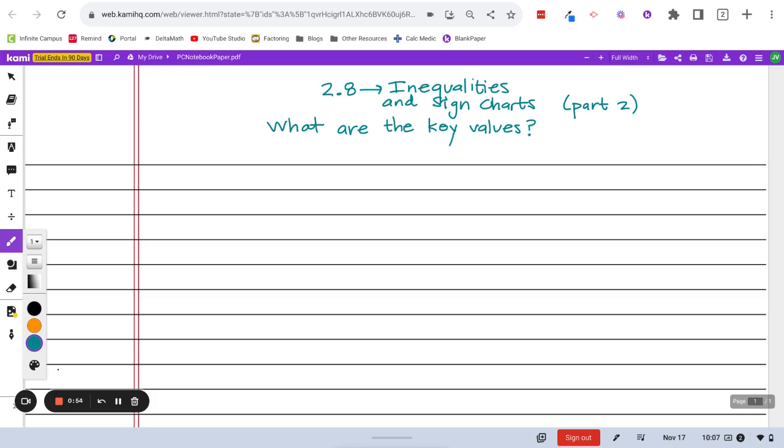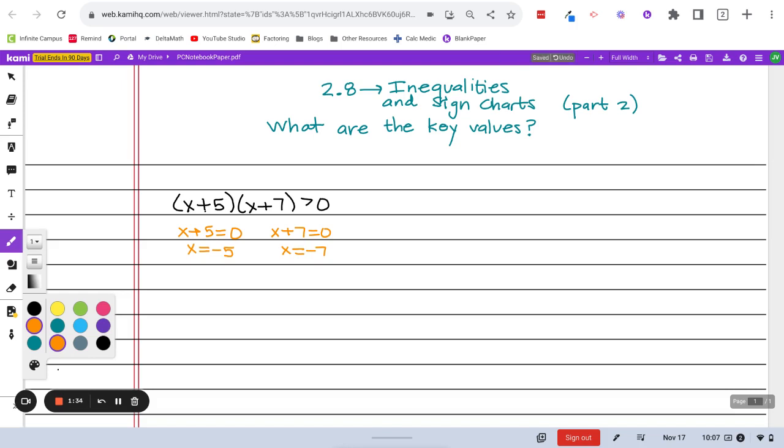So the key values that we're going to be looking at are going to come from a couple different places. Before, if I had a polynomial that looks something like this, then our key values came from each of the parentheses. Either x plus 5 equaled 0, and x equaled -5, or x plus 7 equaled 0, x equaled -7. That's how we got the key values previously.